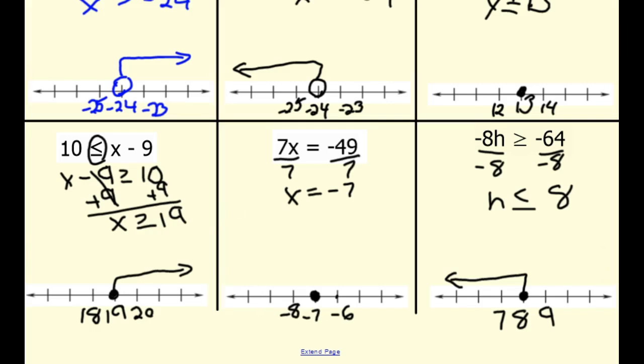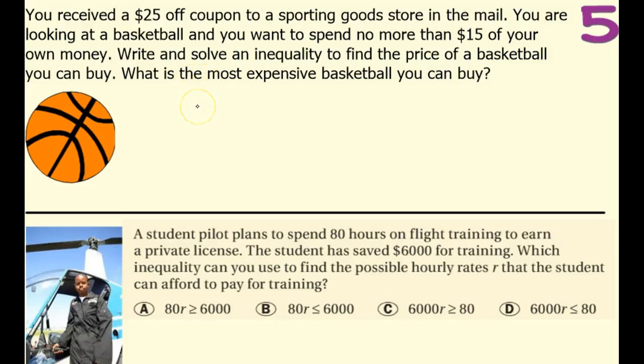Alright, we got one more slide here. Alright, our last two problems are word problems. So it says you received a $25 off coupon to a sporting goods store in the mail. You're looking at a basketball and want to spend no more than $15 of your own money. Write and solve an inequality to find the price of a basketball that you can buy. What is the most expensive basketball you can buy?